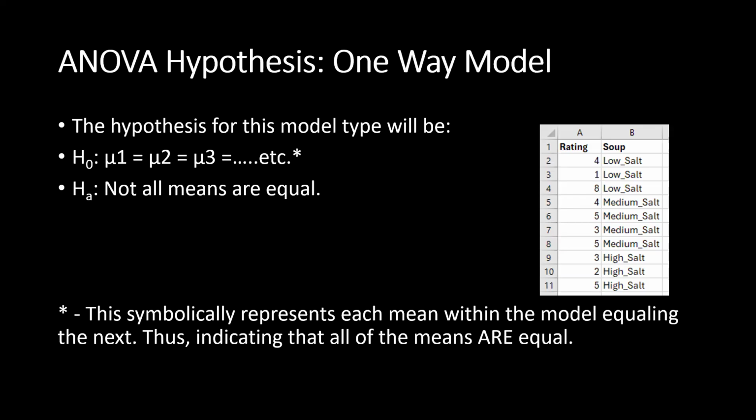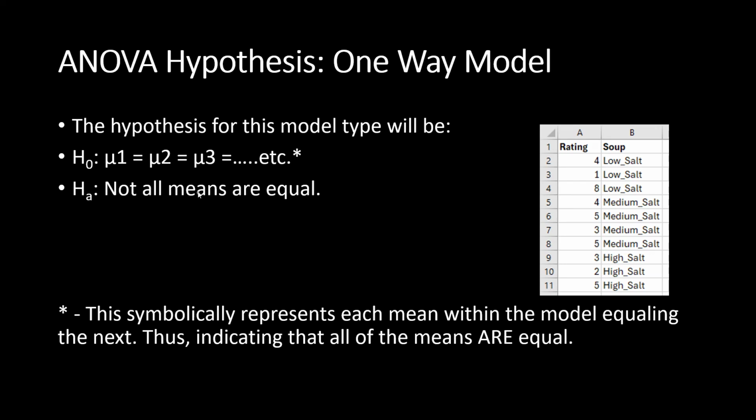So here is the hypothesis for the one-way model. We have the null hypothesis being the mean of 1 equals the mean of 2 equals the mean of 3. And you can have multiple means depending on how many groups you have. So in this case, we have low salt, and we'll go over this data set in our example in the subsequent slide. But in this case, we have low salt, medium salt, and high salt. So we have 3 groupings. So therefore, our null hypothesis in this case would be mu of 1 equals mu of 2 equals mu of 3. If we had another grouping, we would have mu of 4.